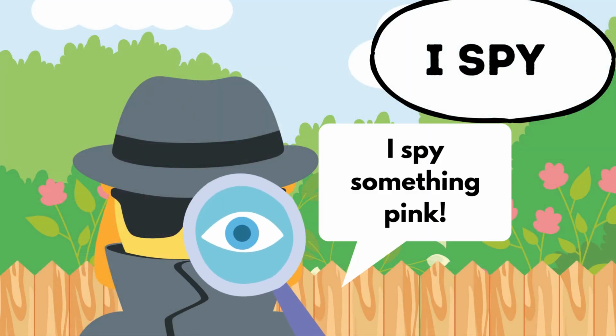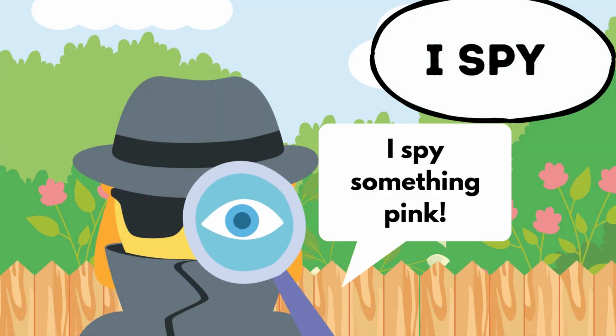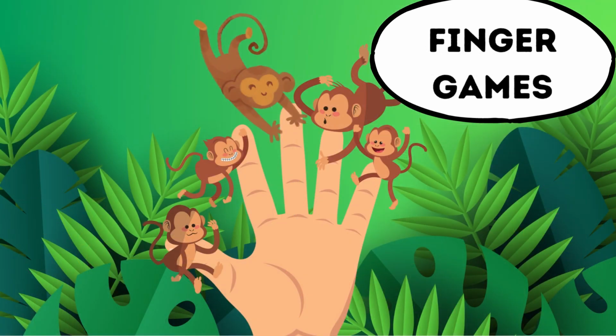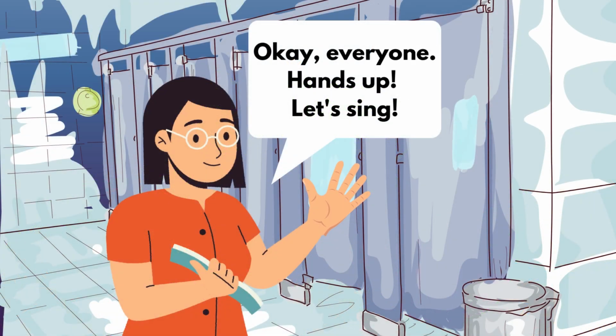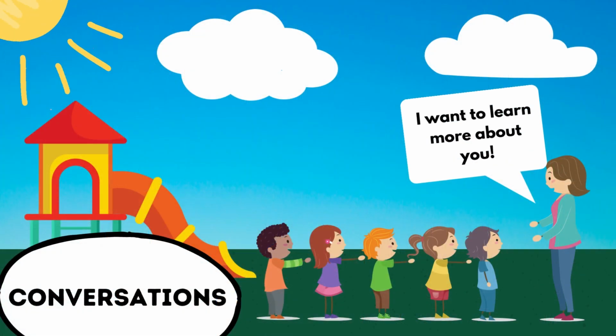During the times when children may be waiting, play I Spy or sing finger games songs like 5 Little Monkeys or 5 Green and Speckled Frogs. Not only will you practice math and language skills, but you'll also keep children's hands off the walls and furniture after they've washed them. Engage in conversations and relationship building.